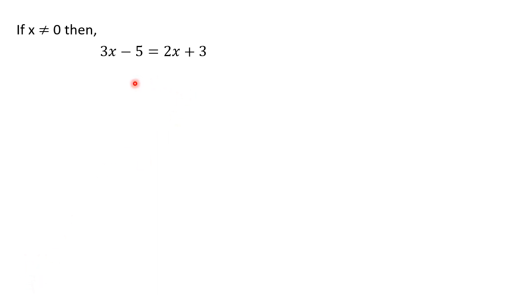So this 2x we can shift on the left hand side and 5 we can shift on the right hand side. So we will get x is equal to 8. 3x minus 2x is 1x or simply x, and 3 plus 5 is 8. So we have two solutions here, either x is equal to 0 or x is equal to 8. So write down both the solutions at the end, that either x is equal to 0 or x is equal to 8. Now the remaining sums from this exercise we will see in the next lecture.